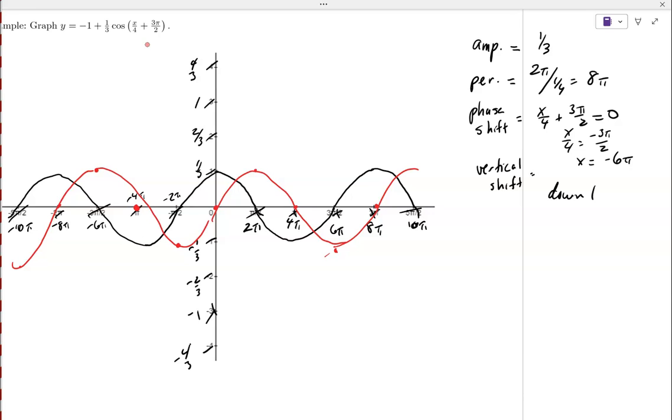Before I move it up, notice that we moved everything left 6 pi, but it also looks like we moved everything to the right 2 pi, doesn't it? It's not a huge surprise, because if I take 6 pi and add it to 2 pi, we get 8 pi, which is the period. It repeats every 8 pi anyway. So moving left 6 pi or adding 2 pi, it should look identical because of the way the graph is behaving. And then finally, everything goes down 1.